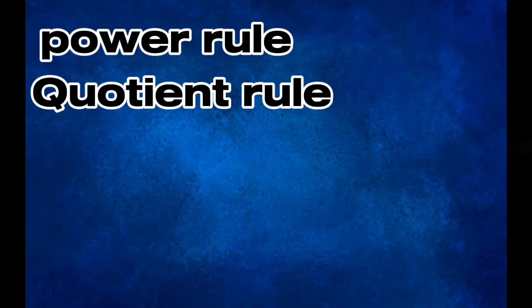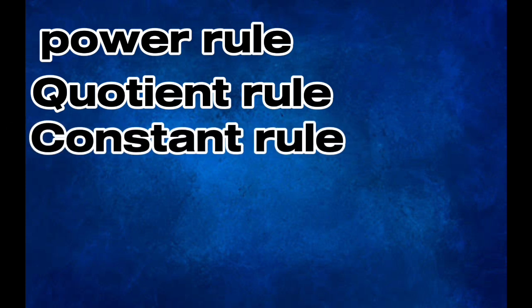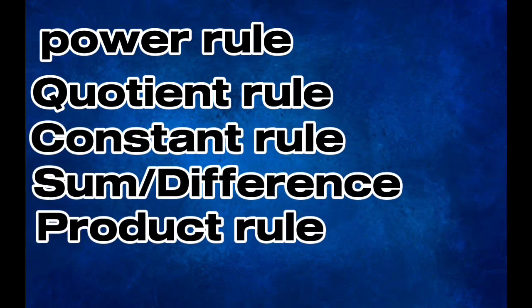And with that, we have reached the end of the video. To summarize, we have covered the essential differentiation rules, including the power rule, the quotient rule, the constant rule, sum and difference rule, and the product rule. We have also solved some examples to see those rules in action. Thank you for watching, and once again, have a pleasant day.